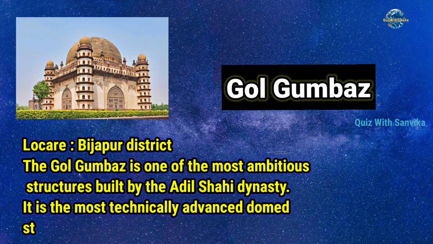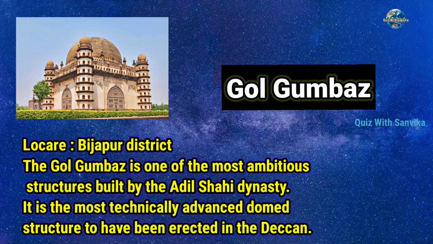Located in Bijapur district, the Gol Gumbaz is one of the most ambitious structures built by the Adil Shahi dynasty. It is the most technically advanced domed structure to have been erected in the Deccan.